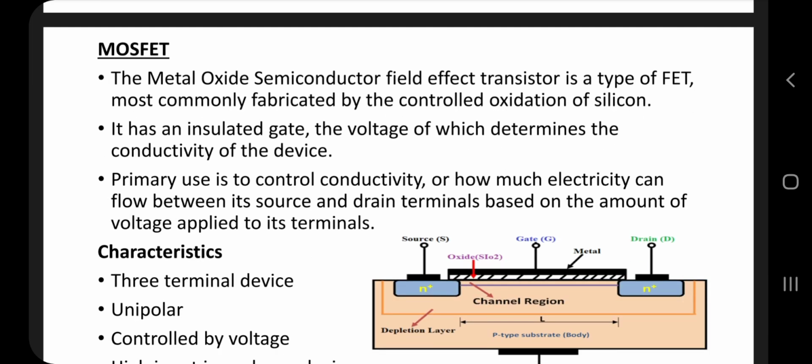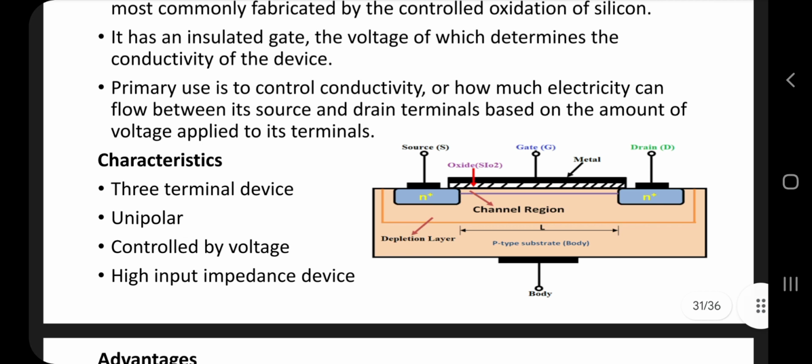What is MOSFET? The metal oxide semiconductor field effect transistor is a type of FET most commonly fabricated by the controlled oxidation of silicon. It has an insulated gate, the voltage of which determines the conductivity of the device. Primary use is to control conductivity, or how much electricity can flow between its source and drain terminals, based on the amount of voltage applied to its terminals. This is the structure of MOSFET. Characteristics. It is a high input impedance device. It is a voltage-controlled, unipolar, 3-terminal device.